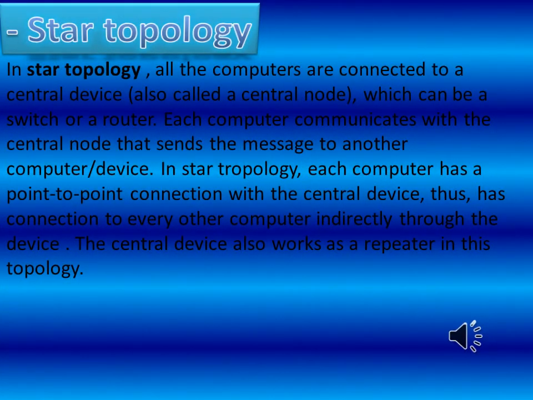In star topology, all the computers are connected to a central device, also called a central node, which can be a switch or a router. Each computer communicates with the central node that sends the message to another computer device. In star topology, each computer has a point-to-point connection with the central device, thus has connection to every other computer indirectly through the device. The central device also works as a repeater in this topology.